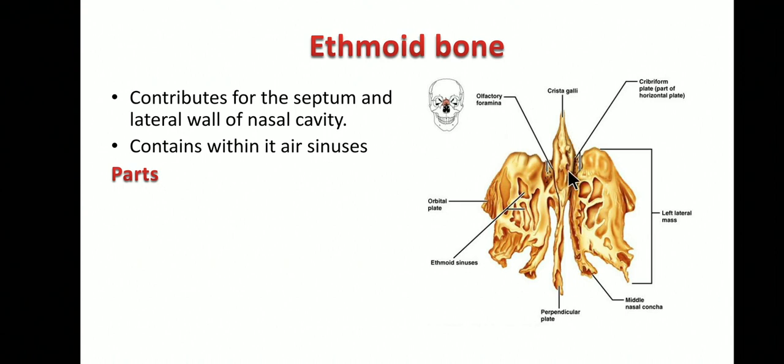Then above, this plate of bone is the cribriform plate of ethmoid. Cribriform means sieve-like. It is perforated, so it has numerous small tiny pores through which the olfactory nerve filaments are transmitted from the nasal mucosa, that is the olfactory epithelium, and actually enter the brain. Okay, so mainly the cribriform plate transmits the olfactory nerve filaments.